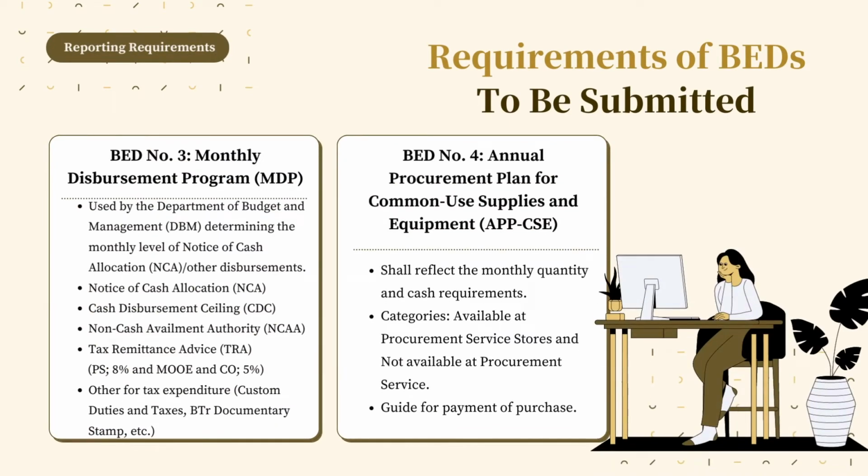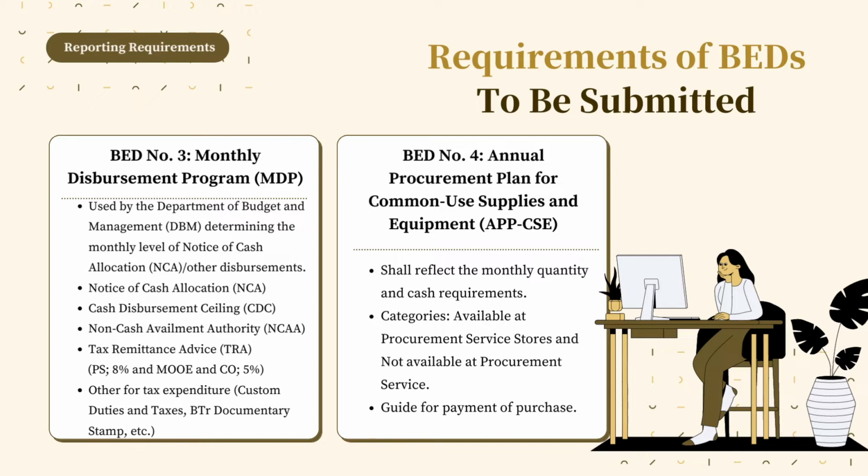BED number 3 or the Monthly Disbursement Program or the MDP shall be used by DBM as the basis for determining the monthly level of notices of cash allocations or the NCAs and the other disbursement authorities to be issued to department or agency or the operating units. So it shall reflect the total cash and non-cash program for the budget year by type of fund category, by allotment class, and by type of disbursement authority as follows.